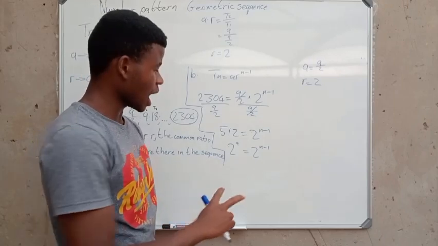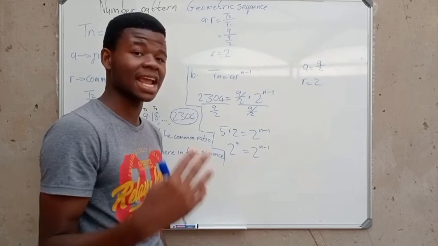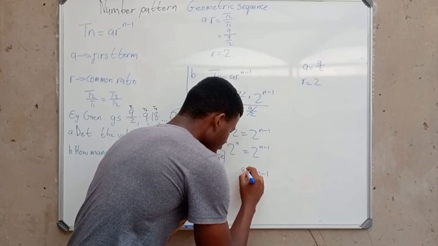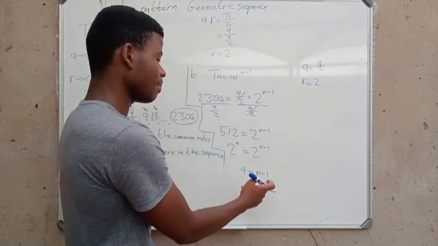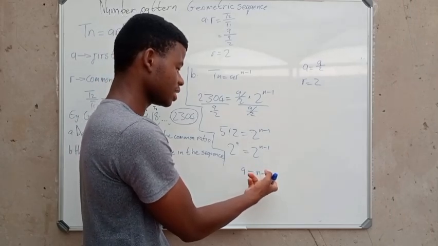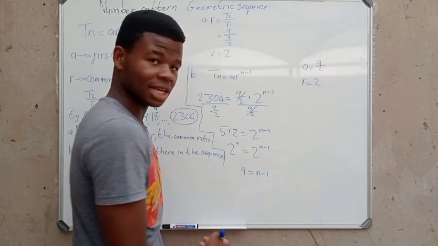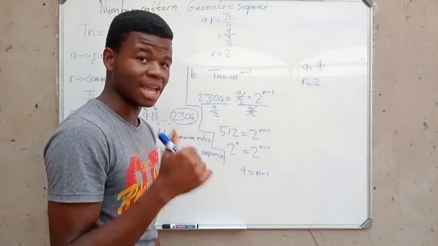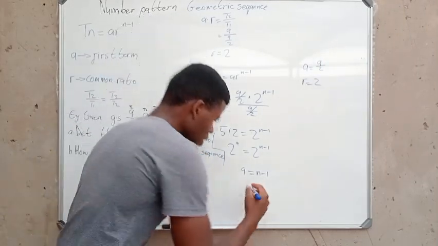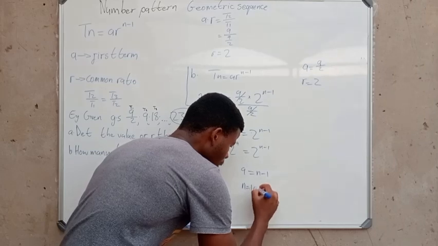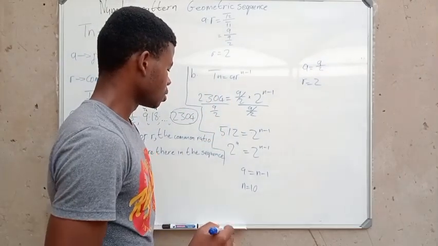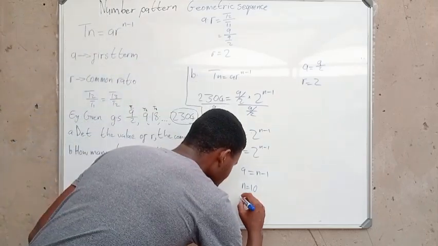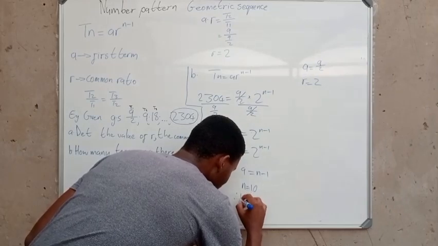You get it? So now we have the same bases. When we have the same bases, we can drop the base and equate the exponents. Now we have n minus 1 equals 9. So n minus 1, you take this negative 1 and transpose it. Why? Because whether it is a minus or a plus, we are allowed to transpose. Then our n is going to be equal to 10. So how do we answer? How many terms are there in this sequence? Therefore, there are 10 terms.